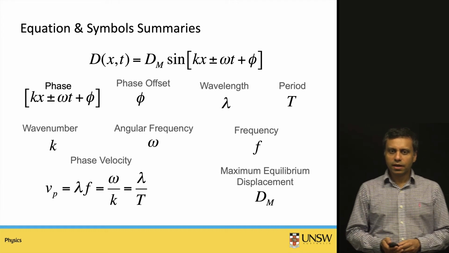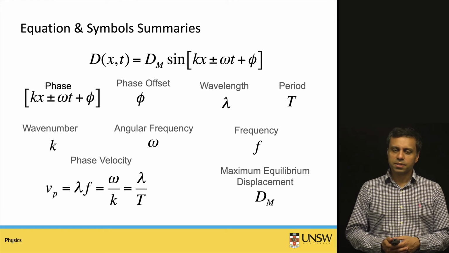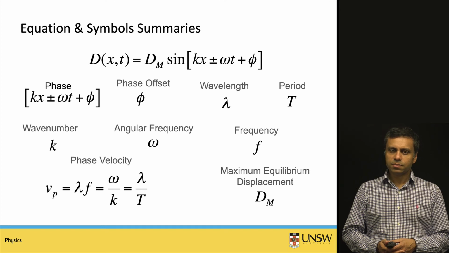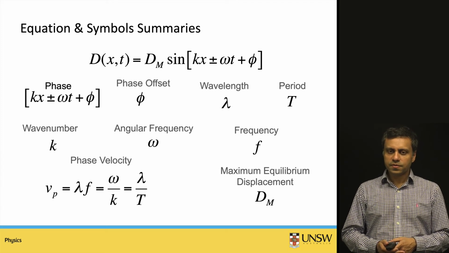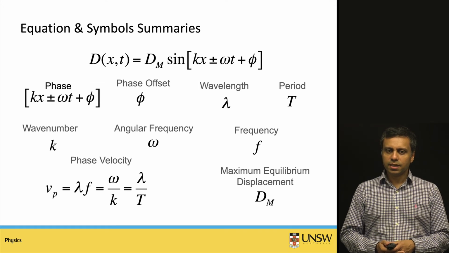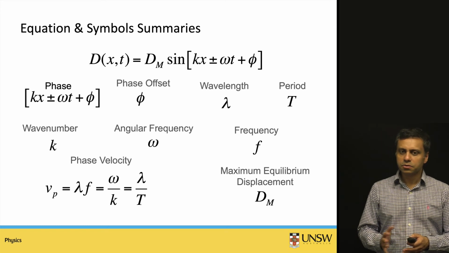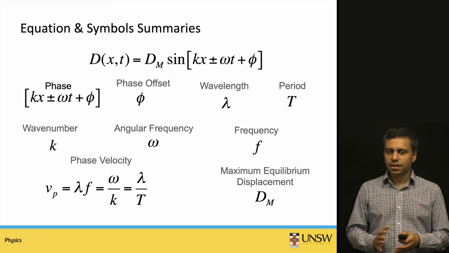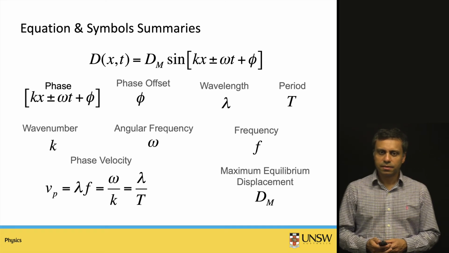So what are the variables? We define the phase. The phase is just the argument of this sinusoidal wave, kx plus minus omega t plus phi. And then phi is called the phase offset. This is basically an angle at the starting point, how two waves are different basically. That angle is given by this phi variable.